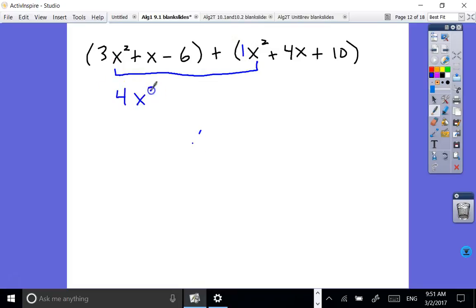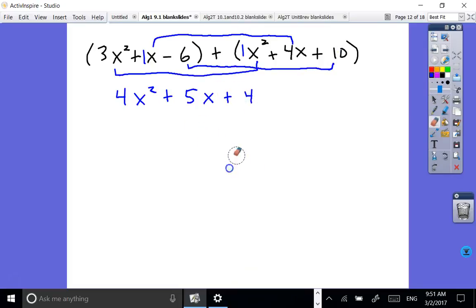4x squared. Okay, next, do we have any x to the first? And the answer is yes. So how many x's is that? It's 1x plus 4x plus 5 times x to the first. Okay, what about the constants? There's a negative 6 there. There's a positive 10 there. Plus 4. Done.